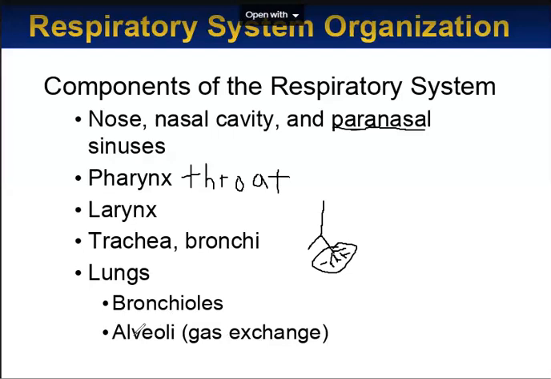So you breathe oxygen in, it gets all the way down to the alveoli, then it goes into the bloodstream. By the way, the one thing that's missing on the respiratory system, and I get a lot of people with this, is the mouth. The mouth is actually part of the digestive system. Some books will call it part of the respiratory system, but for the most part, the mouth is part of the digestive system.